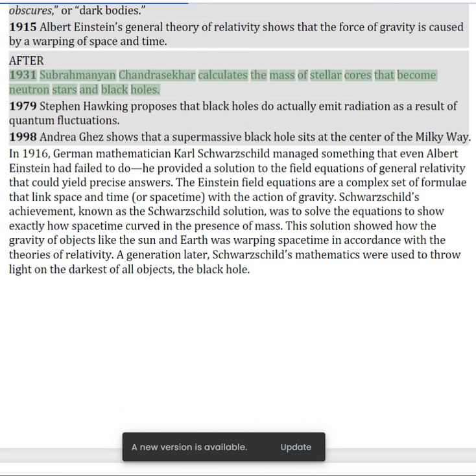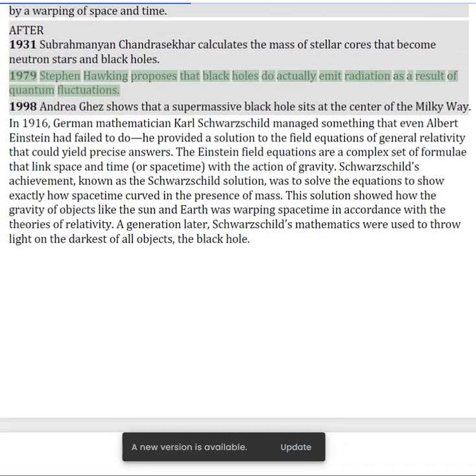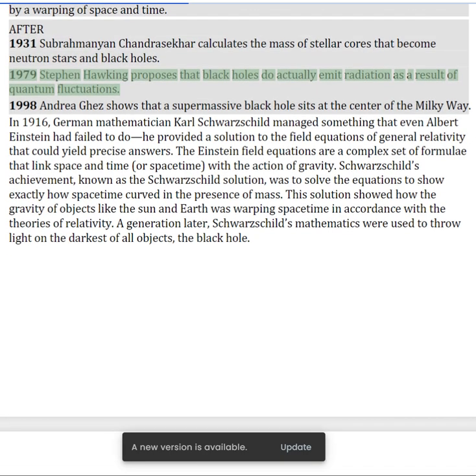After. 1931 Subramanian Chandrasekhar calculates the mass of stellar cores that become neutron stars and black holes. 1979 Stephen Hawking proposes that black holes do actually emit radiation as a result of quantum fluctuations.